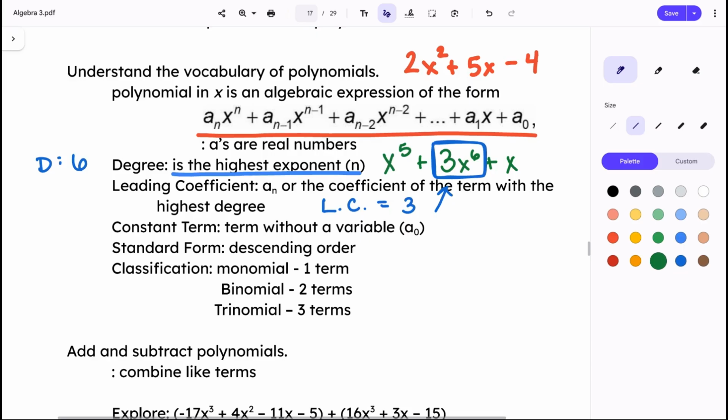Like I said, we have something called descending order or standard form. That's when you rearrange your polynomial and you put it in order. So if I'm thinking about this one up here, instead of putting the x to the fifth first, I would actually put 3x to the sixth first, and then the x to the fifth, and then the x.